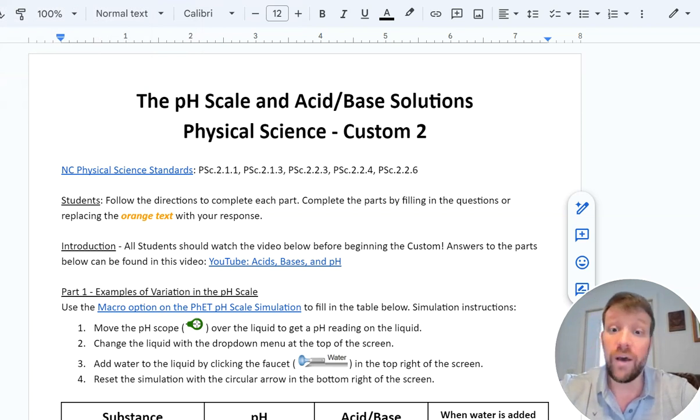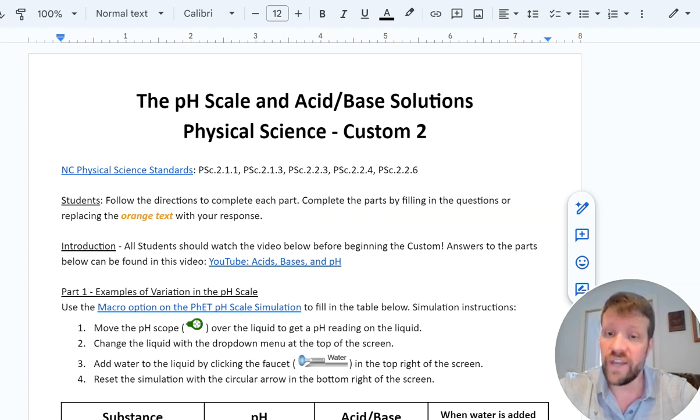I'm here to talk through how you can complete Custom 2 for physical science, the pH scale and acid-base solutions. The goal here is just to make the instructions a little simpler so you see what's going on. I just want to make sure that you know how to do all these different parts, okay?